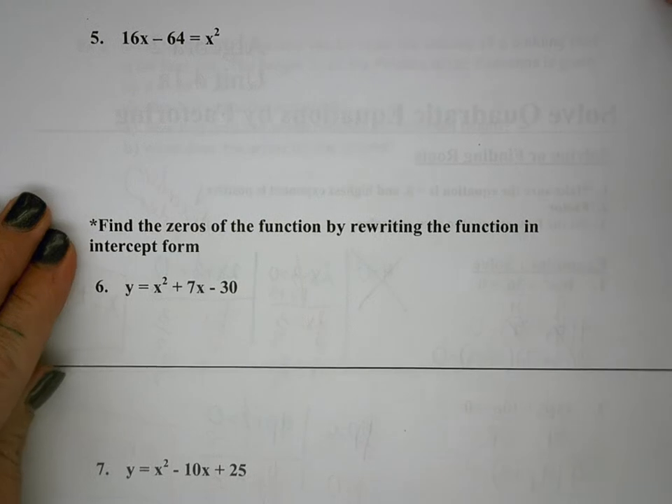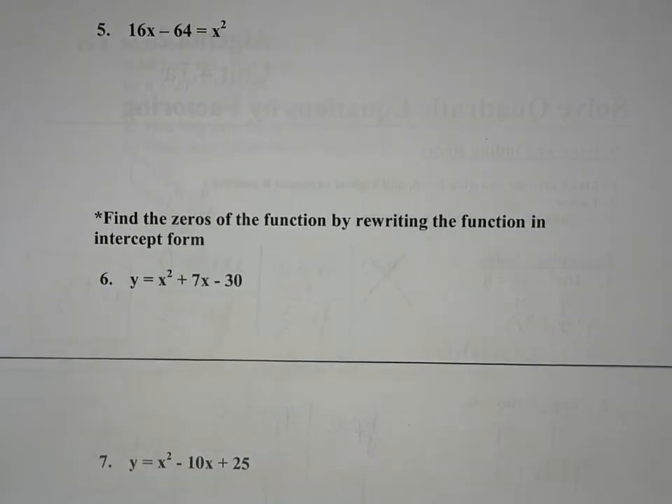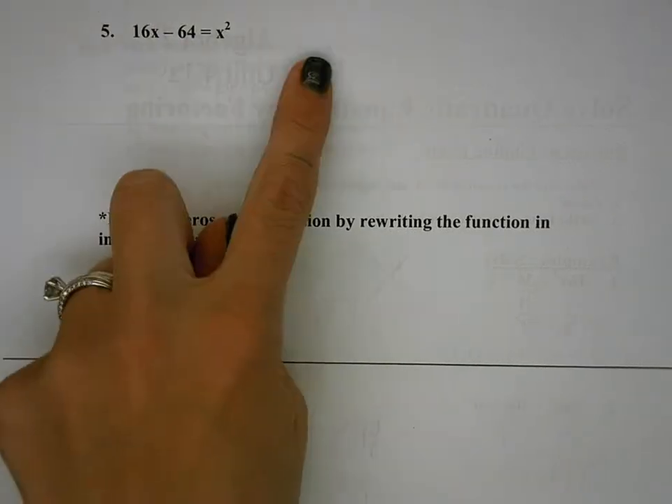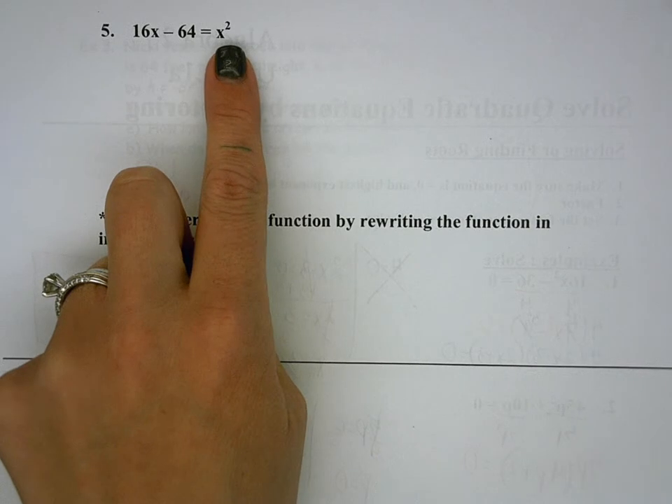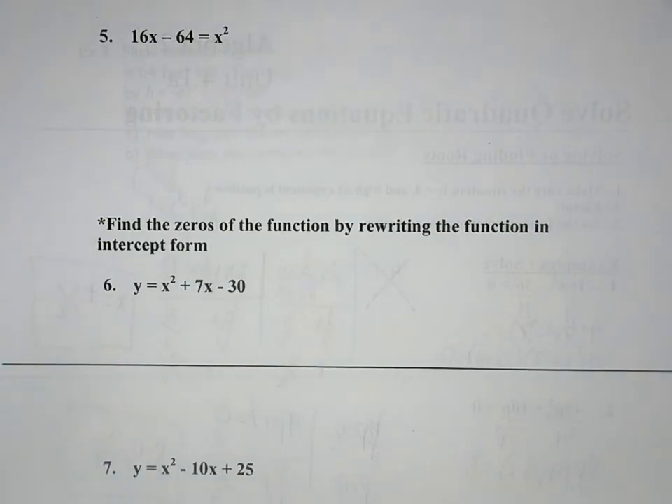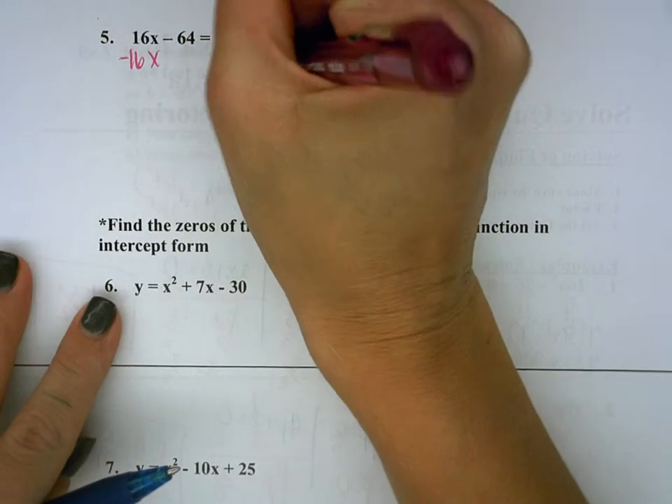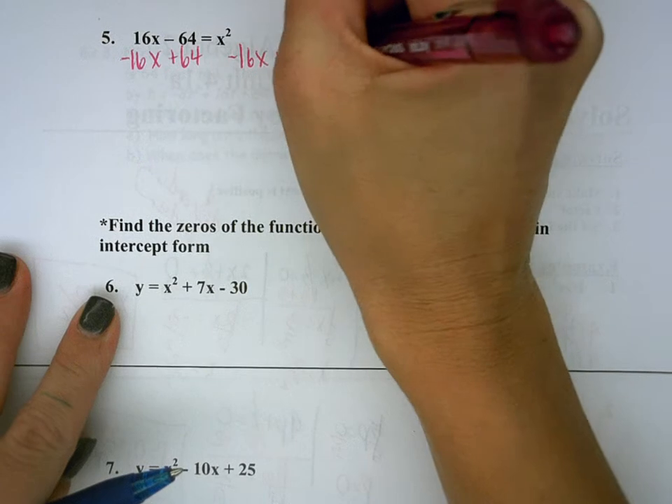What always needs to be positive? Your highest exponent. So, what am I going to do? Move over 16x minus 64 to the x squared side. Good. So we're going to move these two things to the right because you always want your highest exponent to be positive. Is that okay? So when I move, we have a negative 16x and a positive 64. Exactly.